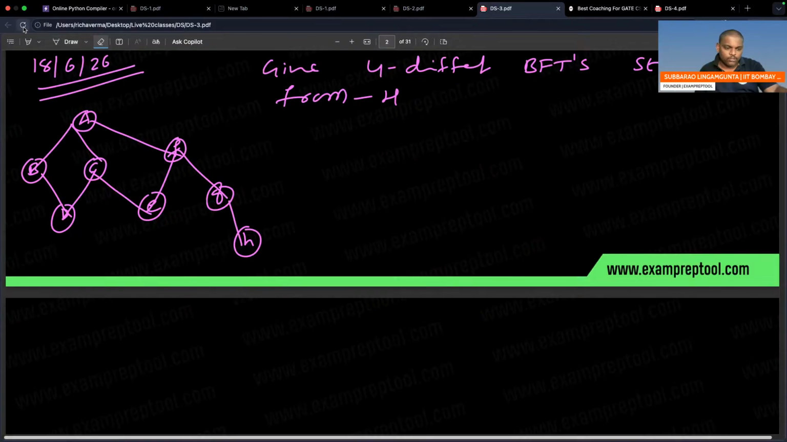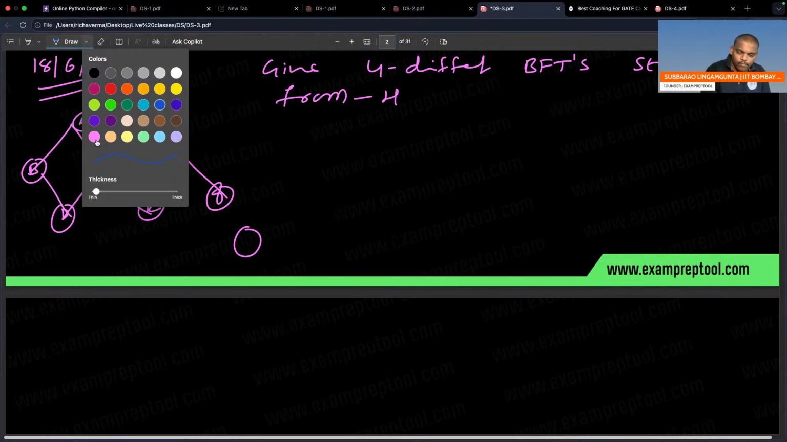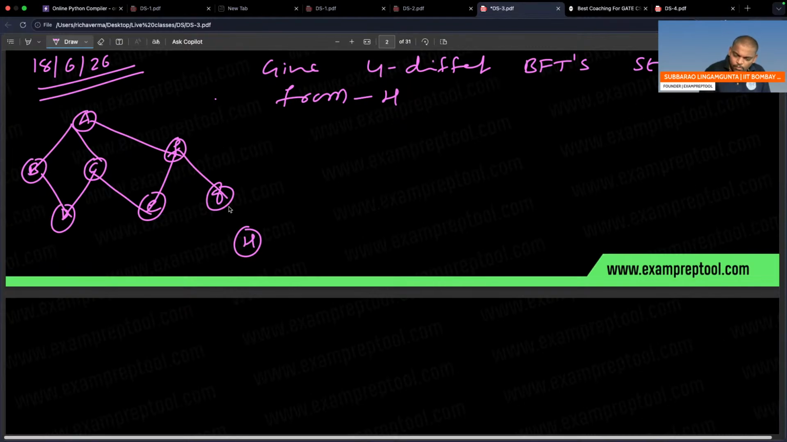How to refresh? Fine. So now see this, starting from H. If you want all of them, you can write capitals. My intention is to write all capitals. A, B, C, D, E, F, G, and H. Yeah, starting from H, right?